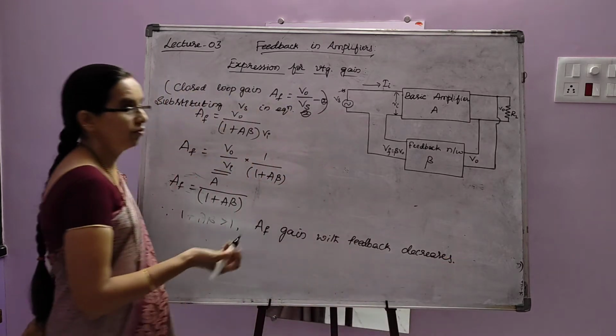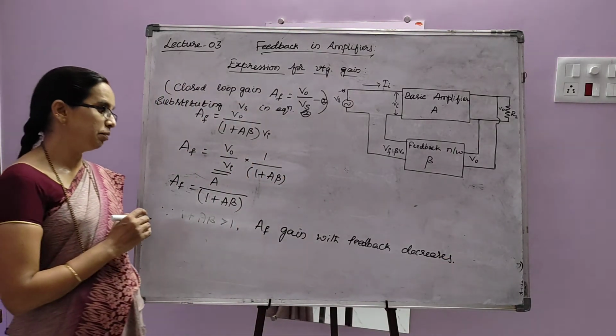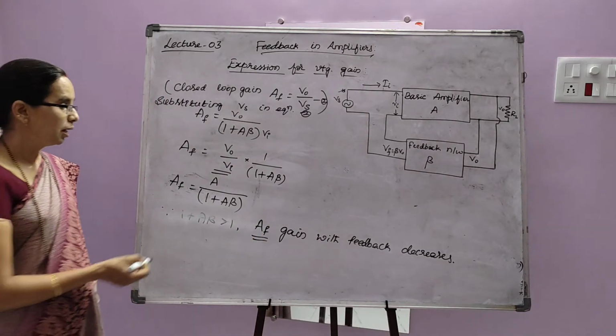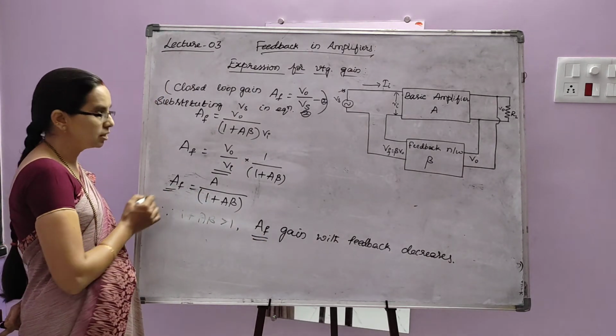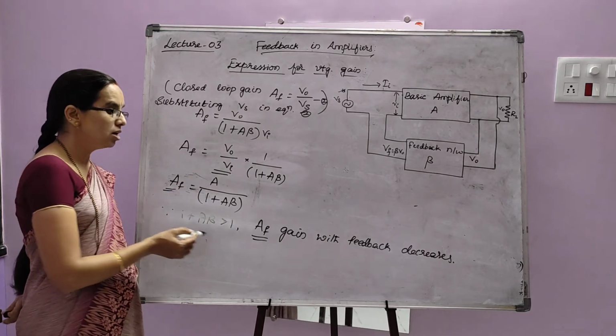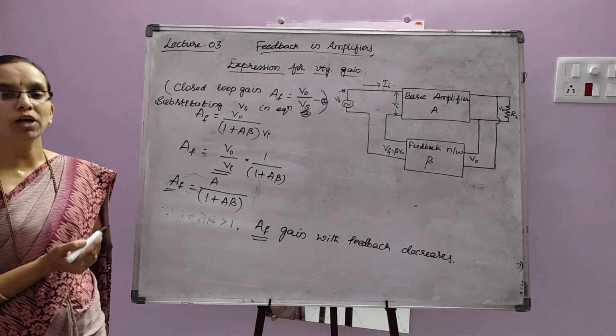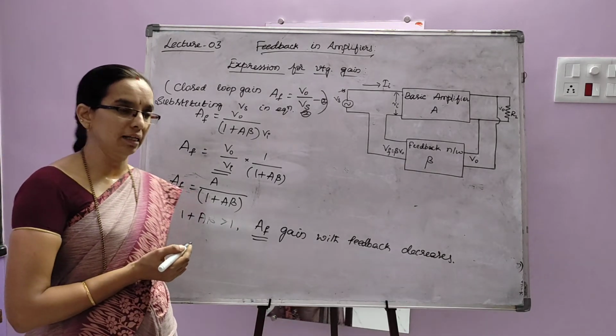That is, whenever you apply negative feedback, the gain decreases. Compared to A, AF is less than A here. So, when you apply negative feedback, the gain of the amplifier is going to decrease.